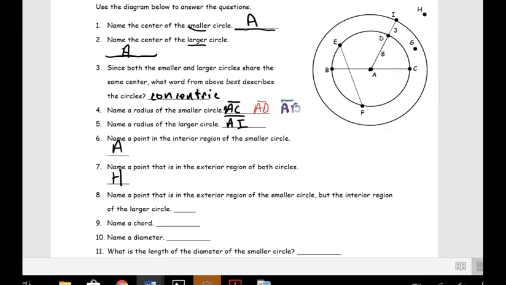All right, number eight, name a point that is in the exterior region of the smaller circle, so outside of the smaller circle, but still inside the larger circle. So we want to be outside the smaller circle, inside the larger circle, which has to be point G.